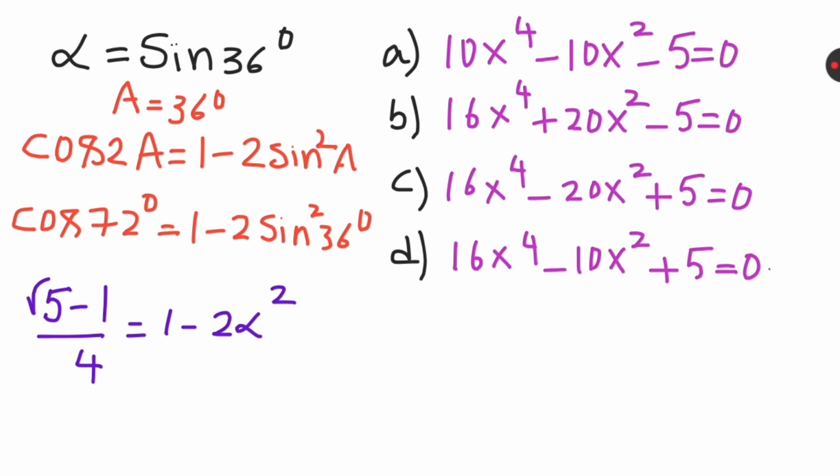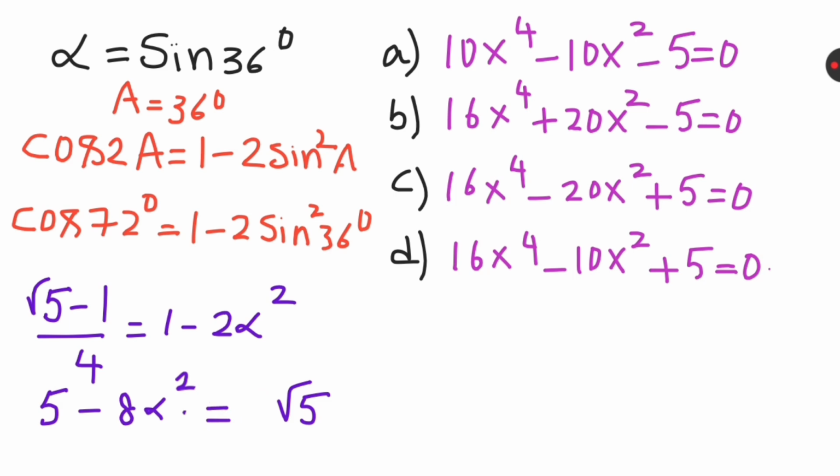If we cross multiply here, then we are going to get 4 minus 8 alpha power 2 equal to root 5 minus 1. If you send this minus 1 to the left hand side, it becomes plus 1. So plus 1, that is equal to root 5. Here 4 plus 1 gives 5. So 5 minus 8 alpha power 2 is equal to root 5. This we got. Here we have a root.